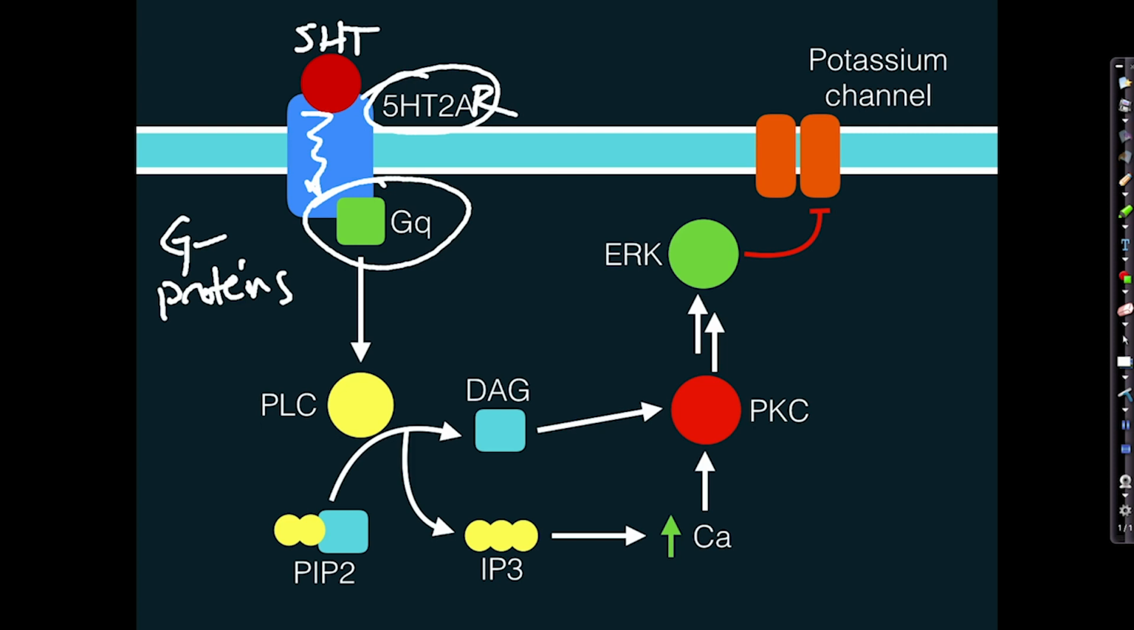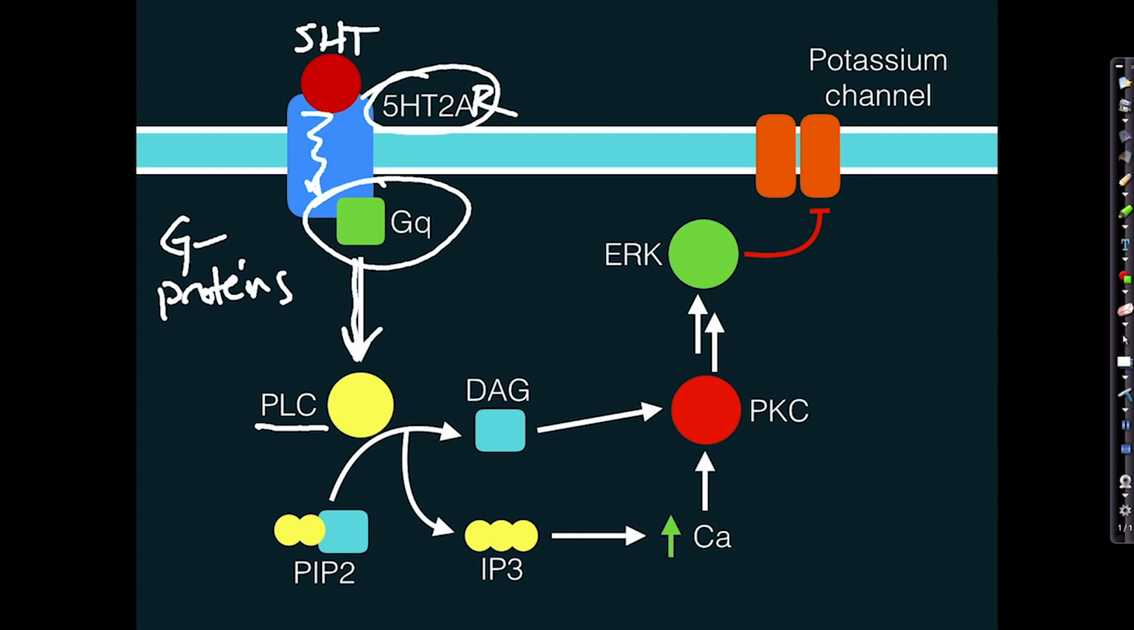Okay, so Gq, when it binds to the activated 5-HT2A receptor, activates a protein called PLC. Now, PLC stands for phospholipase C. Again, the name isn't important here. The important point is that it's activated by this Gq protein. And you know now what I mean by activating. The active site is opened up.